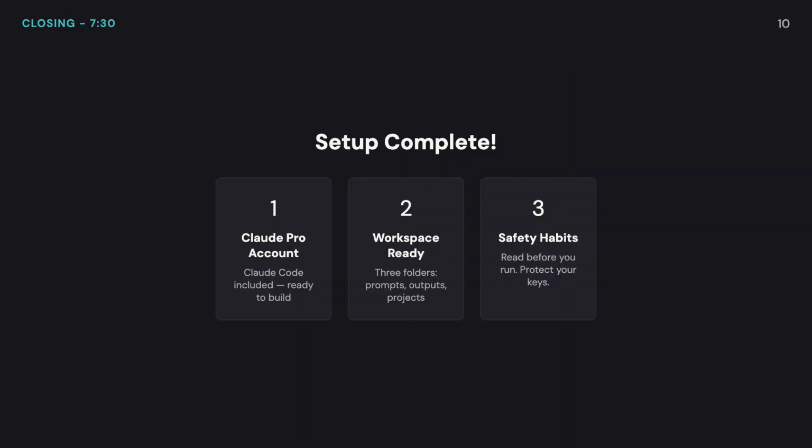Let's do a quick recap. First, you've got your Claude account. With Pro, you have Claude Code included, and you're ready to build. Second, your workspace is organized with 3 simple folders: prompts, outputs, and projects. And third, you know the safety basics. Read before you run, protect your keys, and ask Claude to explain anything you don't understand. 3 steps and you're all set.